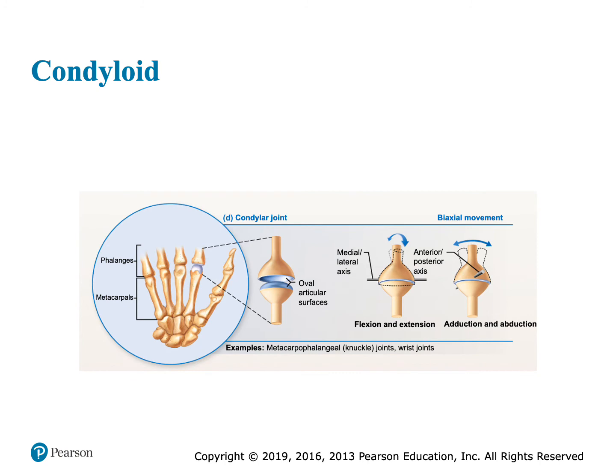A condyloid joint is going to be kind of like a golf tee. You can take this and flex and extend it, and you can also bend it a little bit from left to right. So this is using an example of your knuckles.